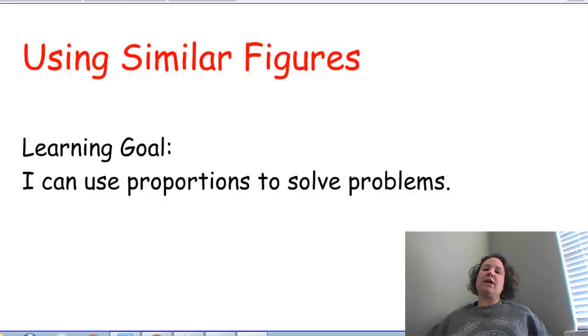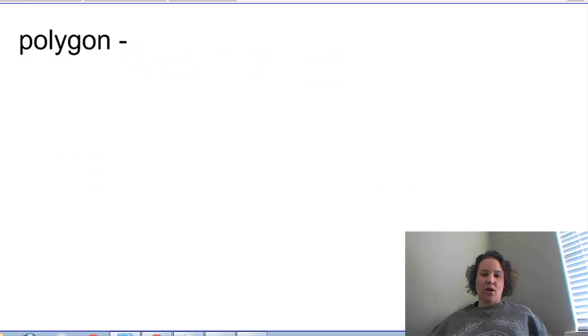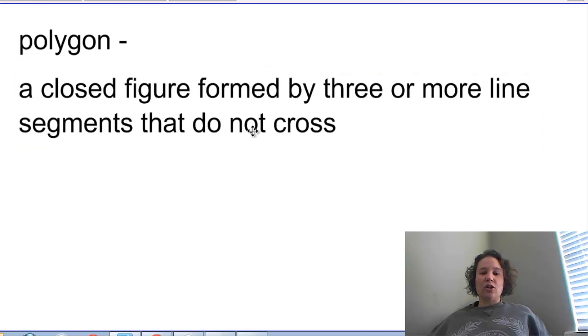Hey guys, today we're going to be talking about using similar figures, and this goes with the learning goal: I can use proportions to solve problems. So first of all, we need to know what similar figures are, and before we do that, we're going to talk about what a polygon is, and this should be a review of things that you've talked about in years past. A polygon is just a closed figure formed by 3 or more line segments that do not cross.